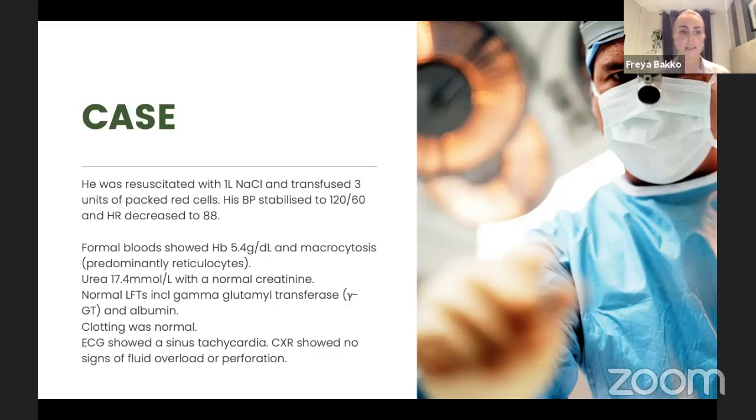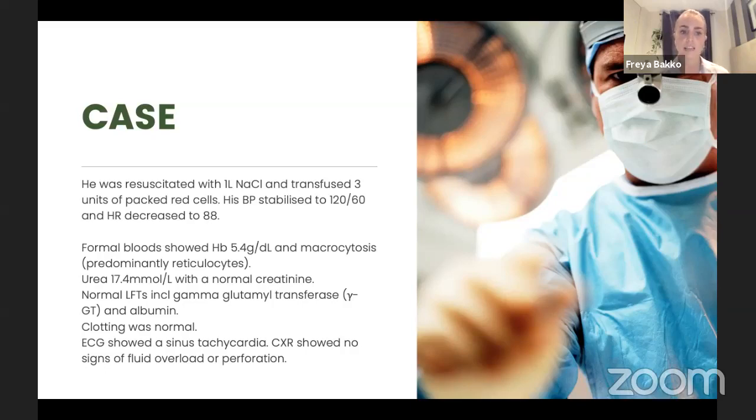His urea is probably high due to an upper GI bleed, and this is because blood in the stomach is metabolized into urea, and this causes an acute increase in urea. So that's an indication towards this being an upper GI bleed.